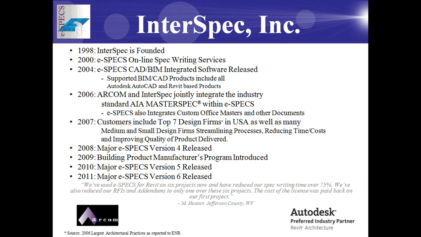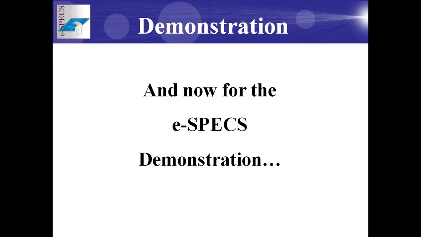A little bit about our release schedule. In 2008, we released eSpecs version 4. In 2009, we announced our BPM, or Building Product Manufacturers Program. In 2010, we released eSpecs version 5, and just recently in 2011, we released eSpecs version 6, which we will be demonstrating this afternoon. And with that covered at this point, I would like to jump right into the presentation.